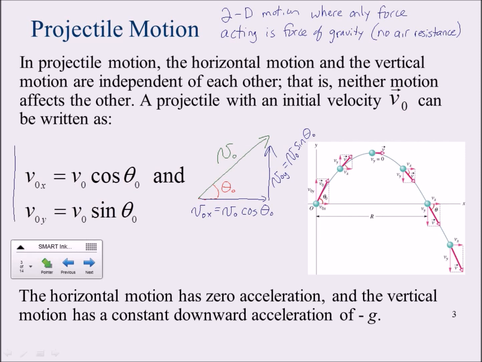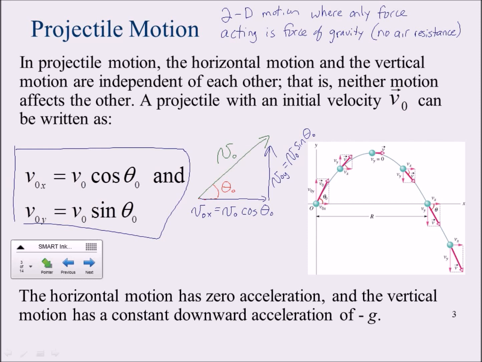So in this picture, when it says that v0x is v0 cosine theta 0 and v0y is v0 sine theta 0, all that's saying is if you have a velocity that's at an angle, you break it into x and y components. So that's all that is referring to: take a vector, find the x and y components of that vector.